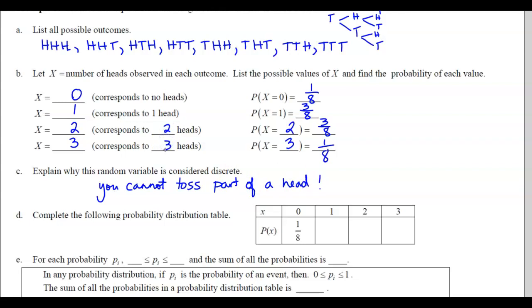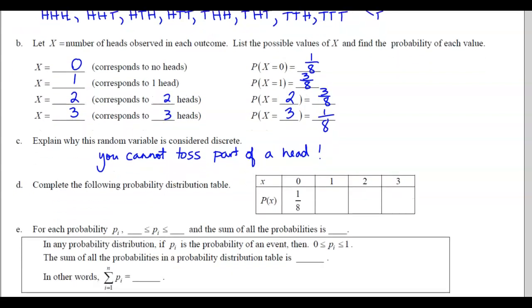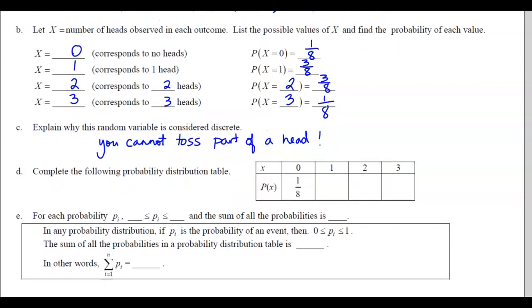All right, so complete the following probability distribution table. For this, it's already entered. For 1 head, it was 3/8. For 2, it was 3/8. For 3, it was 1/8.